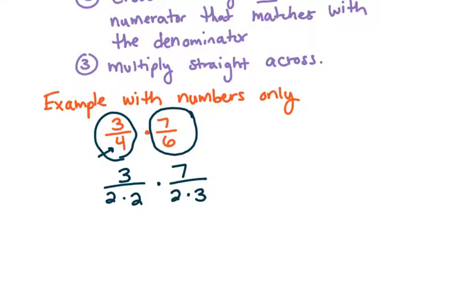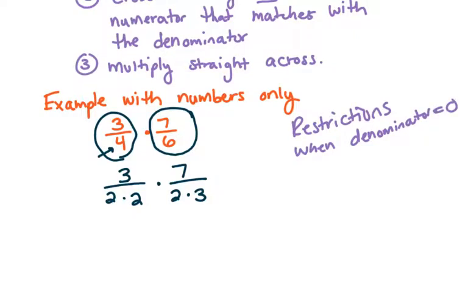There are no restrictions for a numeric rational expression when we have only numbers, because remember, our restrictions are when the denominator equals 0, and our denominator here is never going to equal 0 because it already equals 4 and 6. So our restrictions are when our denominator equals 0, and we'll touch more on that later.